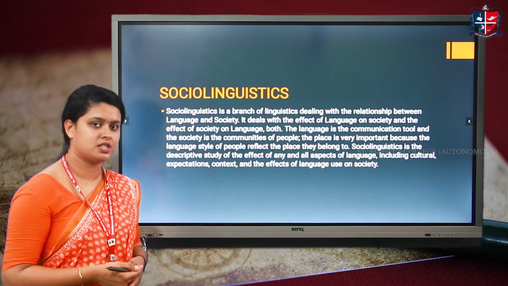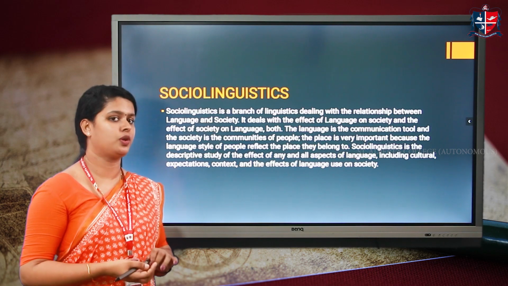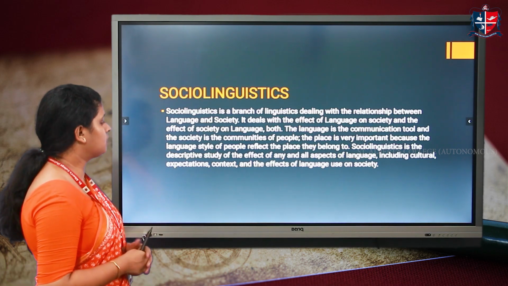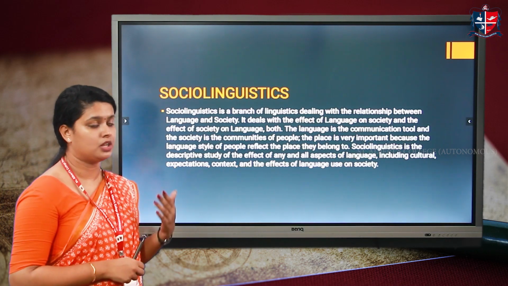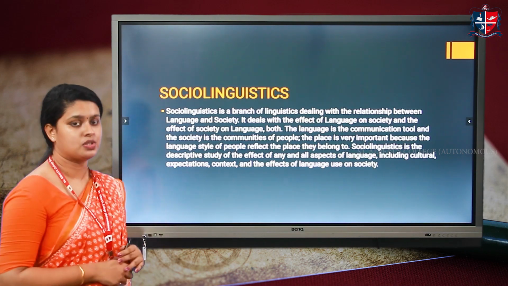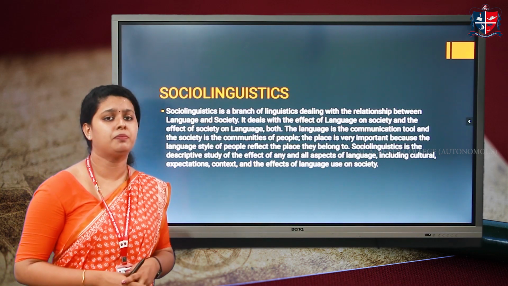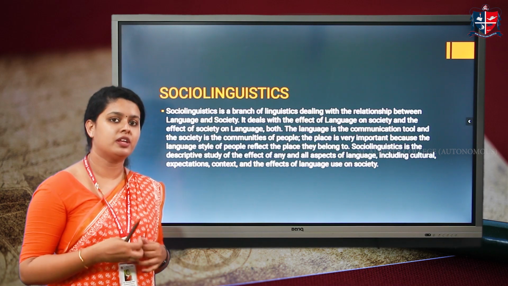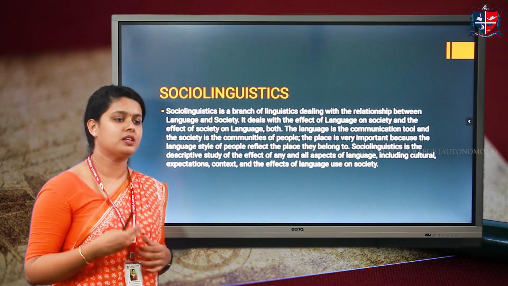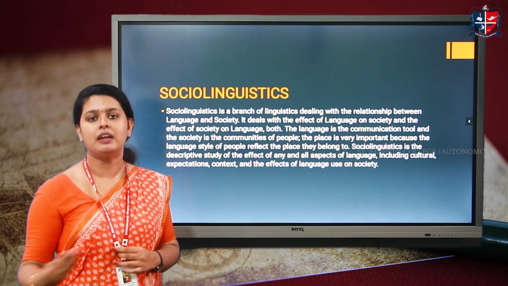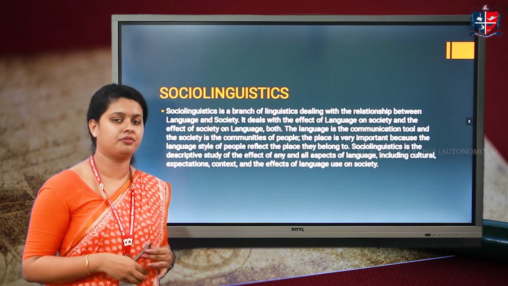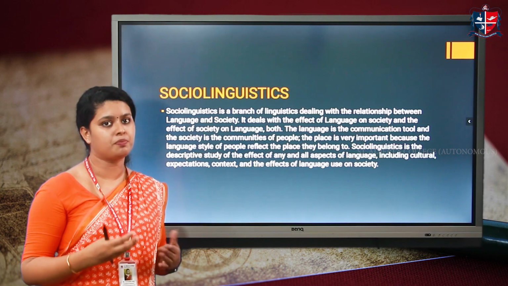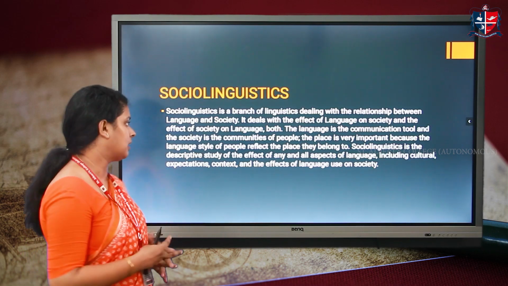The next concept, or the next branch of linguistics, that we're going to deal with today is sociolinguistics. Sociolinguistics is a branch of linguistics that deals with the relationship between language and society. We know that people from different social backgrounds have different kinds of language. The vocabulary a teacher uses won't be the same as that of a person from the medical field or the legal field. According to the social background of the person, their language also varies.